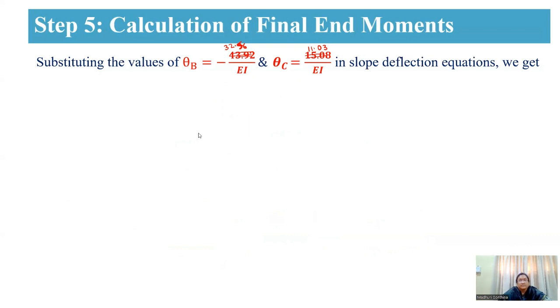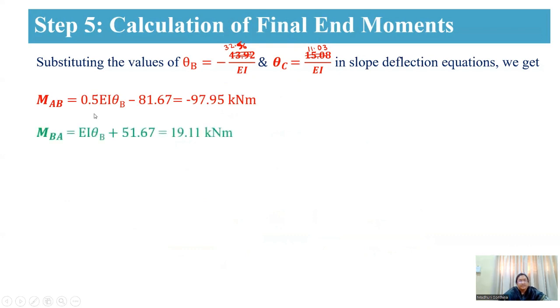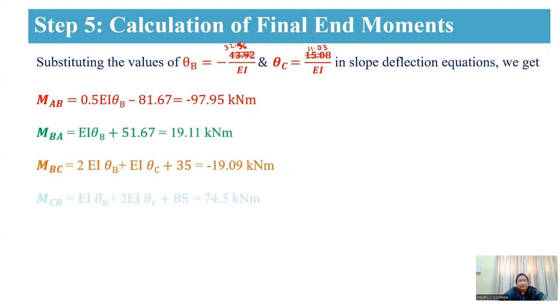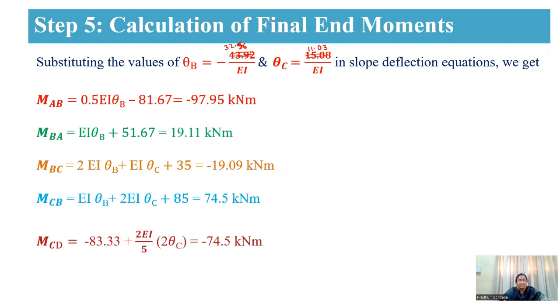By substituting these values, you're going to get your final equations: MAB is minus 97.95 kilonewton meter, MBA is 19.11 kilonewton meter, MBC is minus 19.09 kilonewton meter, and MCB is plus 74.5 kilonewton meter. MCD is minus 74.5 kilonewton meter and MDC is 87.742 kilonewton meter. So these are your final end moments.